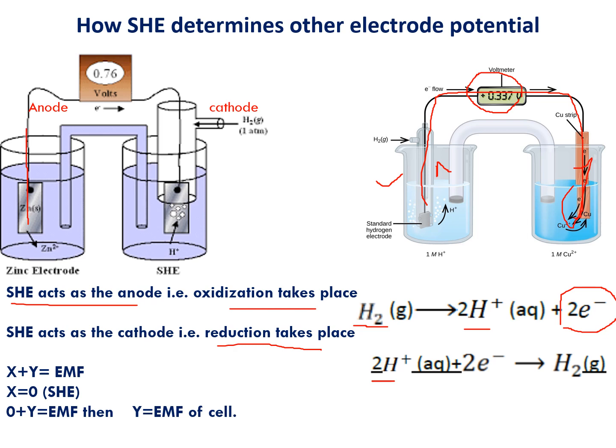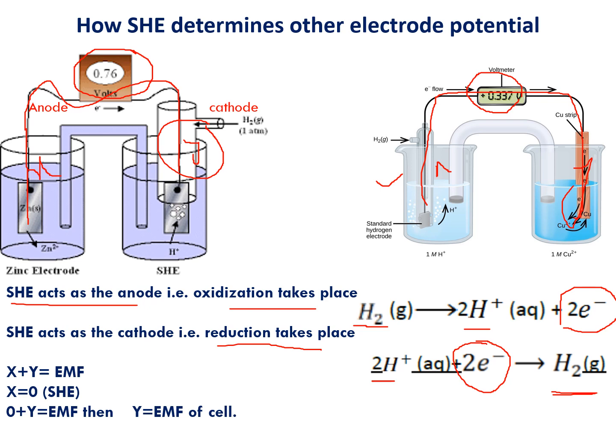The anode releases electrons, and SHE accepts those electrons and converts them into H2 gas. Because of this, oxidation takes place at the anode and reduction takes place at SHE. It produces an EMF of 0.76, which is equal to the oxidation potential of anode X plus the reduction potential of cathode Y. So X plus Y is equal to 0.76, but we know the Y value is 0. So X plus 0 is equal to 0.76, so X is equal to 0.76.